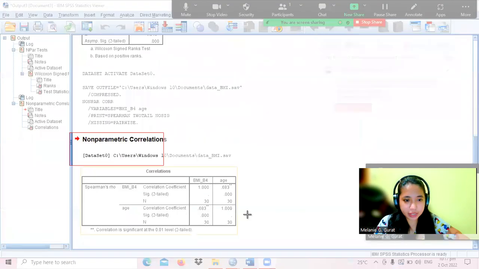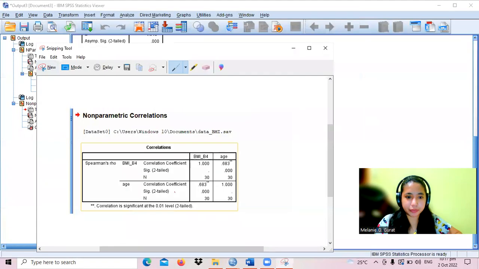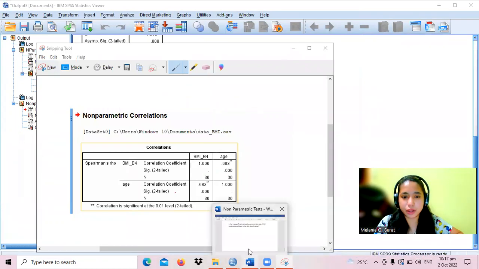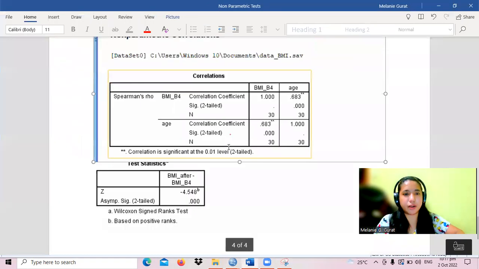Let's snip this, copy, and paste it here.